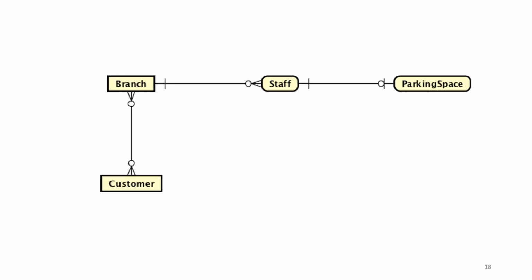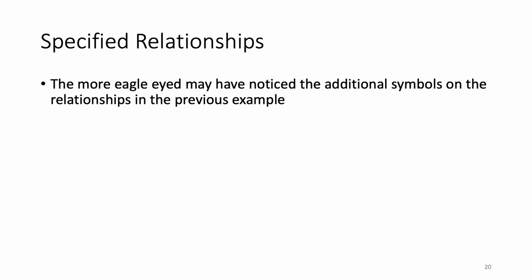And every branch can have multiple customers, and every customer can bank at multiple branches. So we have one-to-one, one-to-many, and many-to-many relationships represented within that. So let's have a quick look then at those specifically.